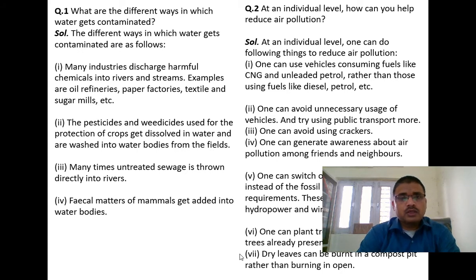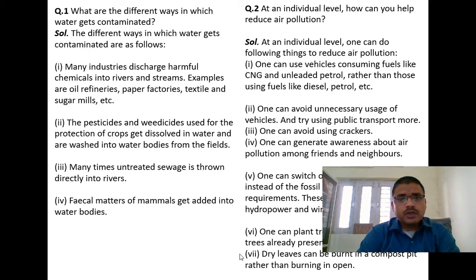From here you can write down the answer. Number one, first question: what are the different ways in which water gets contaminated? If you want to write this answer in this way, it's your choice. But if you want to understand this kind of question, the answer is very general. What are the different ways in which water gets contaminated, meaning water gets polluted.